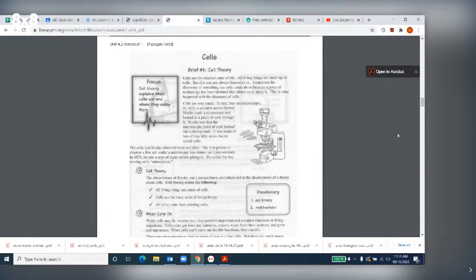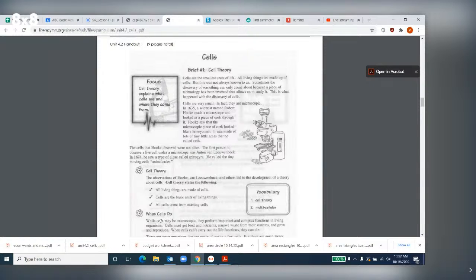So it says that the observations of Hooke and van Leeuwenhoek and others led to the development of a theory about cells. Cell theory states the following. All living things are made of cells. Cells are the basic unit of living things, and all cells come from existing cells. So if you're asked about cell theory, it's those three things. Everything's made of cells. Cells are the basic unit of living things, and all cells come from existing cells.